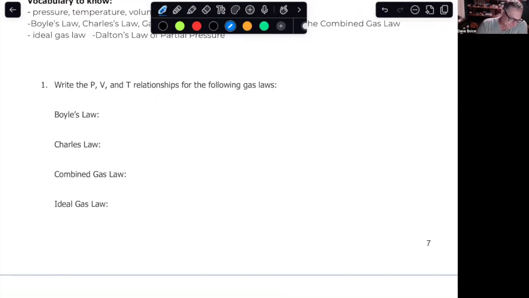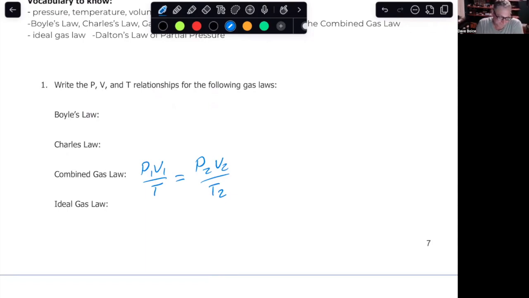So first off, P, V, and T, let's write the relationships for these gas laws. So remember the combined gas law right here. This is P1 V1 over T1 equals P2 V2 over T2. Now, this is what we use to describe the change in a gas. So when you see a question that says, if you increase the pressure or if you decrease temperature or whatever, what's going to happen to the gas? So this is state one to state two.